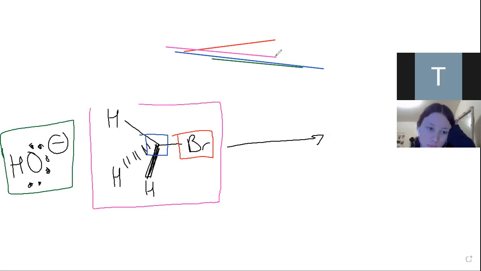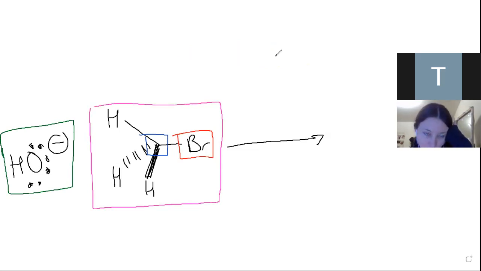Okay, so I have 4 things here colored different colors. The reason why is that we want to make sure that all of your terminology is correct. So again, what type of reaction did we say we were doing? We said we were doing an SN2 reaction, all right? So we're doing a nucleophilic substitution.